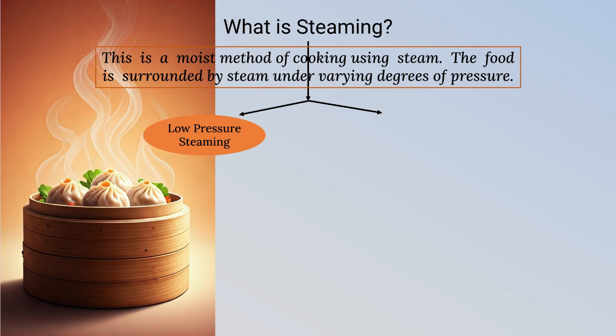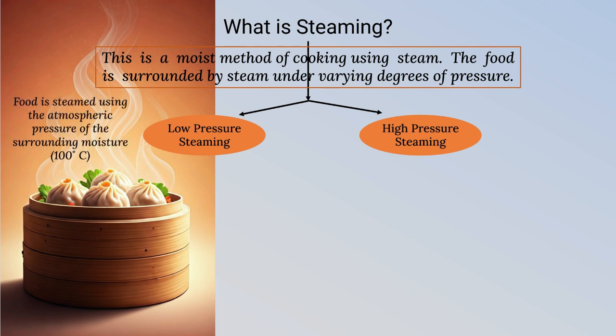One is low pressure steaming, because in the definition we have mentioned varying degrees of pressure. So one is low pressure steaming, and of course the other is high pressure steaming. What is that? Food is steamed using the atmospheric pressure of the surrounding moisture at 100 degrees Celsius. In normal atmospheric pressure, water will boil at 100 degrees Celsius, and from there the steam will be generated. That can be utilized. Now let us come to the point: what is low pressure steaming?